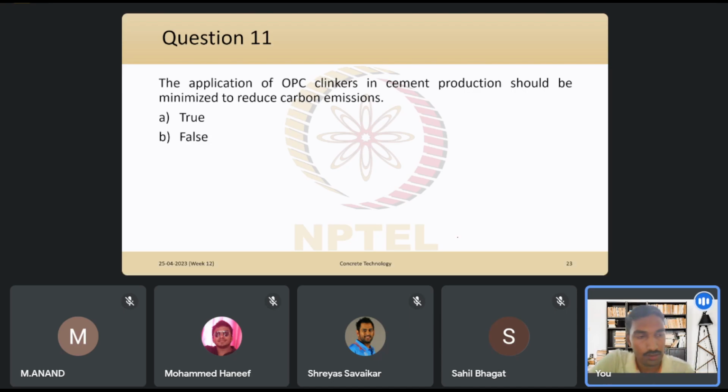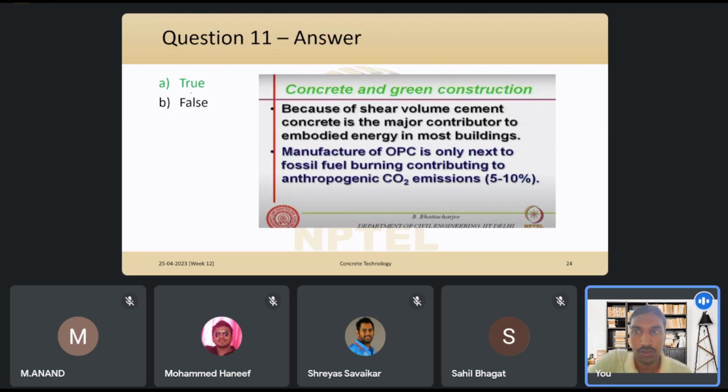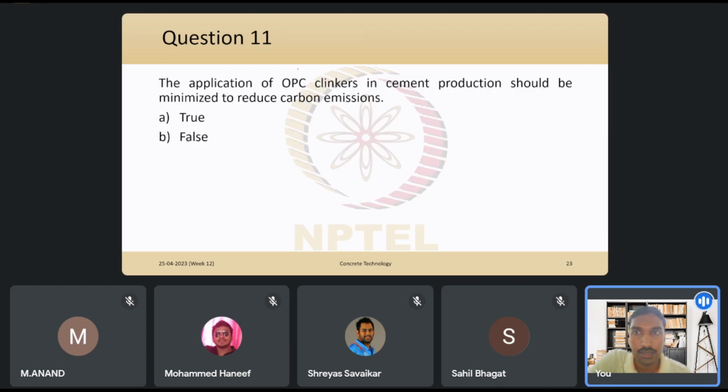So the right option is: the given statement is true. What is the statement saying? To reduce the carbon emissions, we have to minimize the OPC clinker production. When you are producing cement, OPC clinker should be minimized so that we have reduced carbon emissions. So this is true. Why?